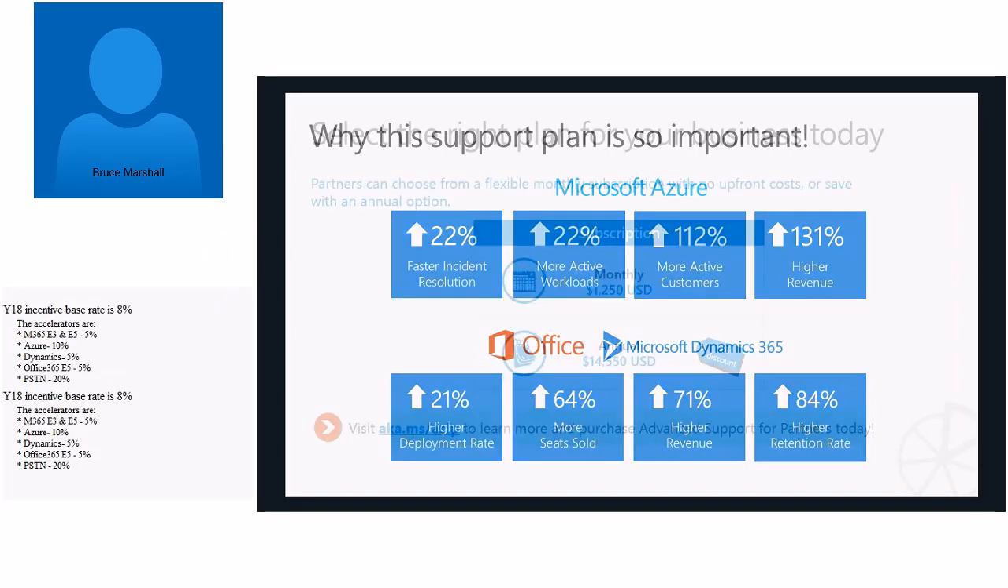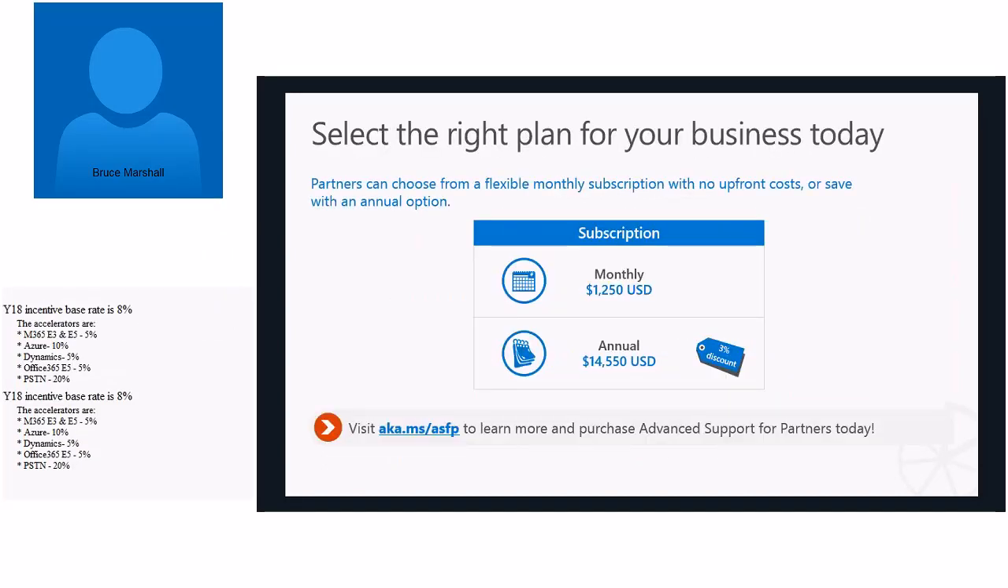So just to close up real quick, this is how the advanced support for partners looks from a subscription standpoint. It's $12.50 per month. Annually, it's about $14,000, and we could certainly get you some more information on that.